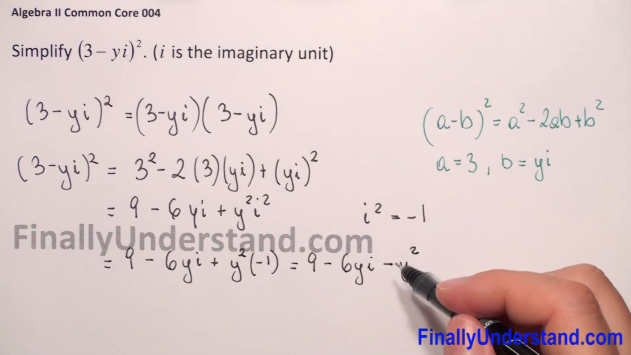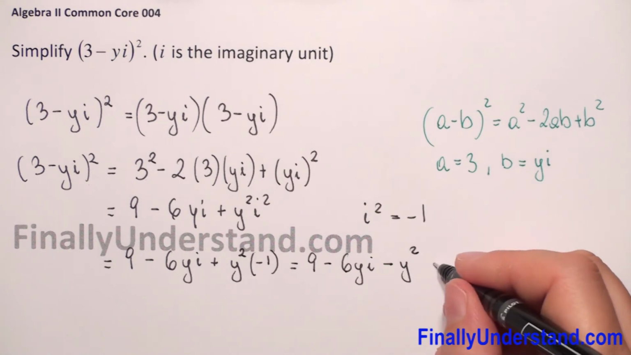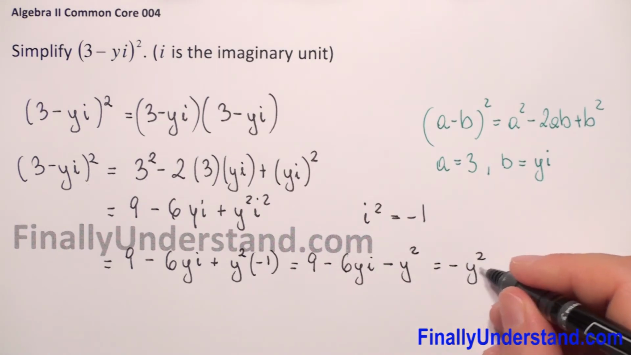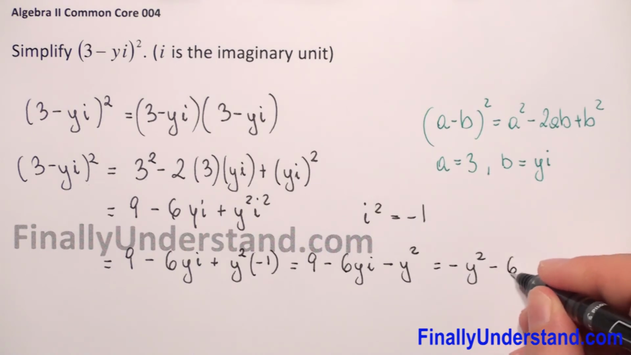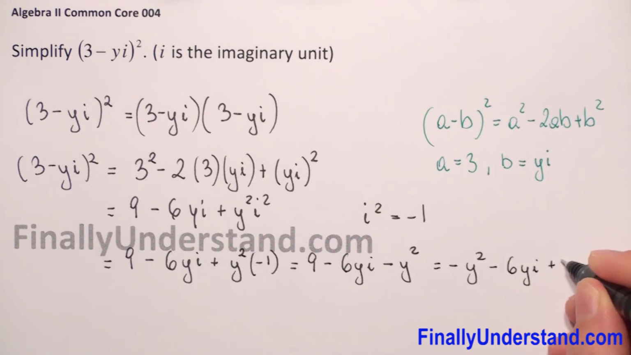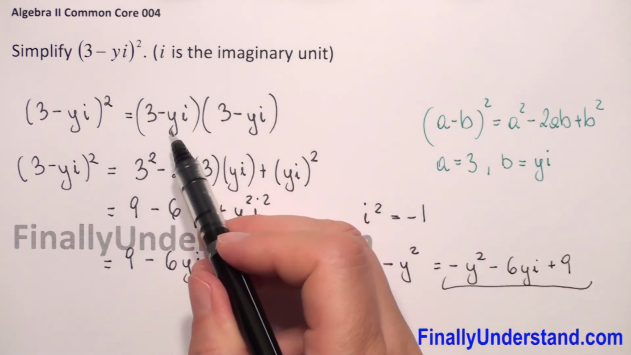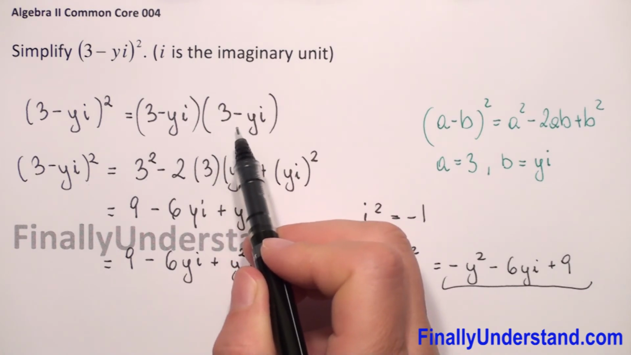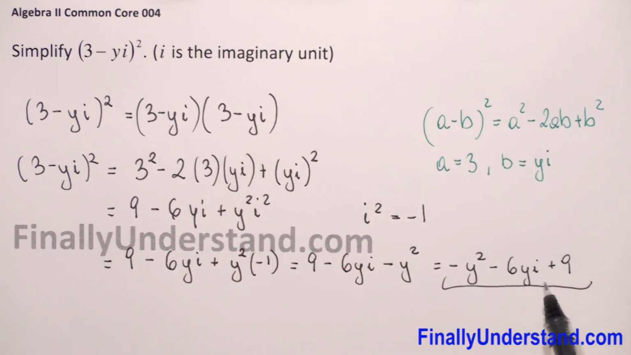So this is one way we can rewrite that: this is negative y square, from the highest power, minus 6yi plus 9. Or, like I said, we can multiply every expression in the first parenthesis by every expression in the second parenthesis, and we will get the same answer.